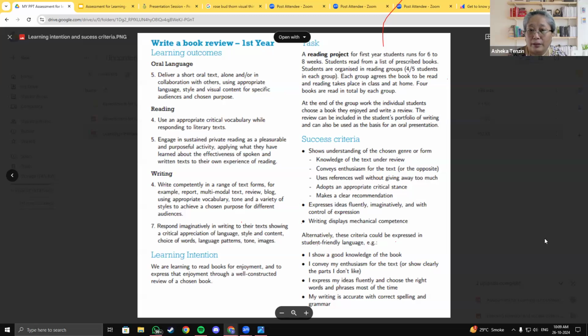At the end of the group work, the individual students choose a book that they enjoyed and they will write a review. The review can be included in a student's portfolio of writing and can also be used as the basis for an oral presentation. So this is the task that will go on for 6 to 8 weeks. This is a summative assessment that will happen. And the success criteria is given. Now, when you look at success criteria, what does it remind you of? If anybody can unmute yourself and talk about it. When you read the success criteria, what does it remind you of?